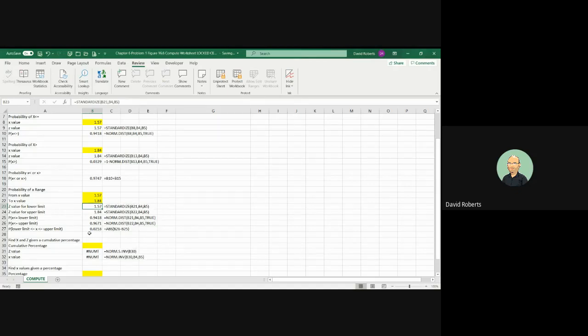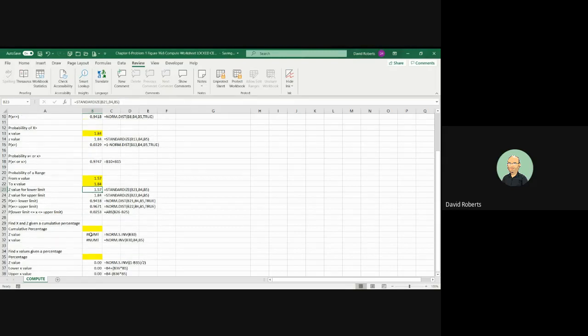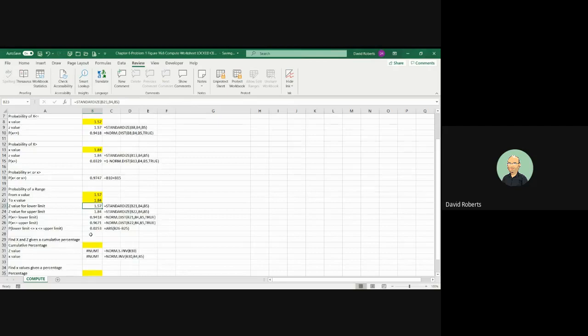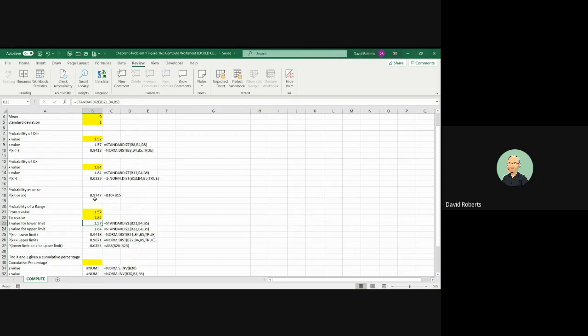And then we have one that is outside the limits. So it goes beyond the limits. And in that particular case, we've already got the number. This is part D, which is 0.9747, in cell B18.